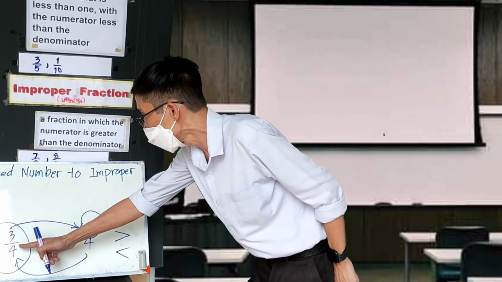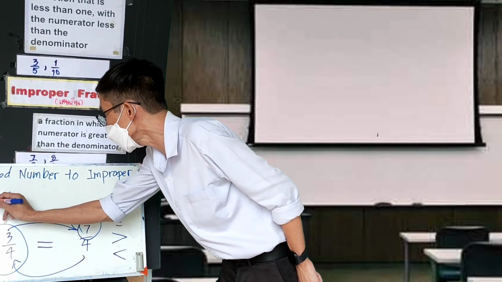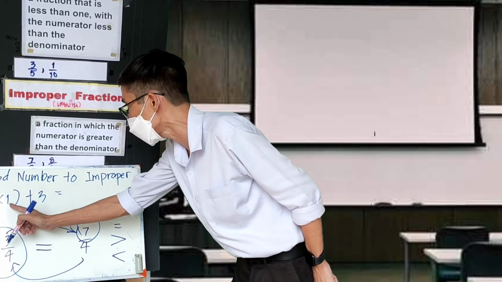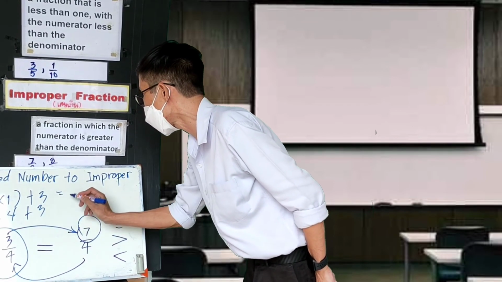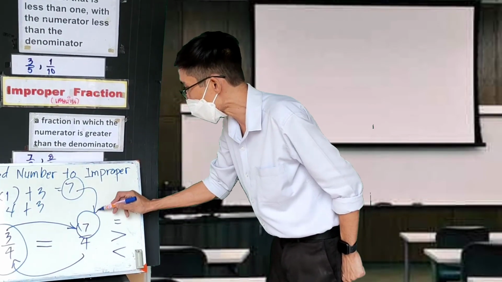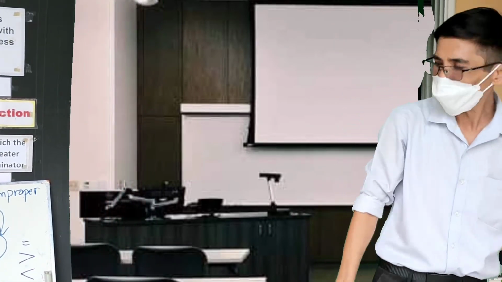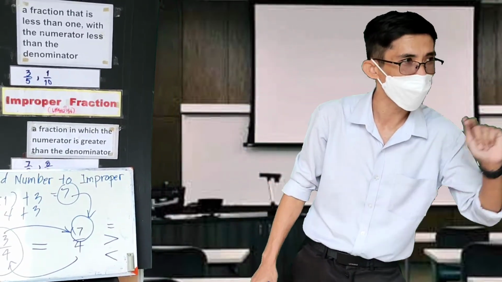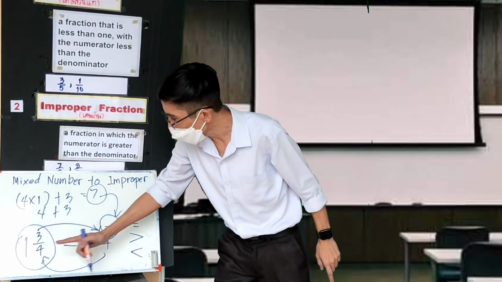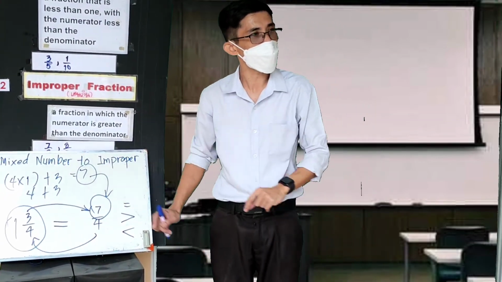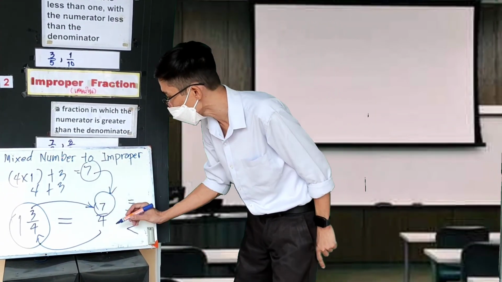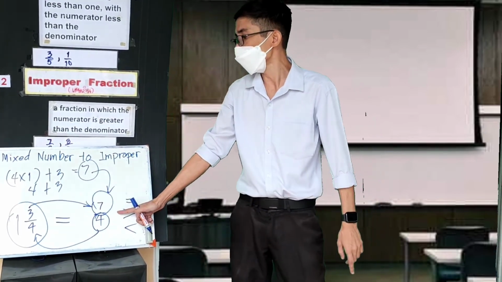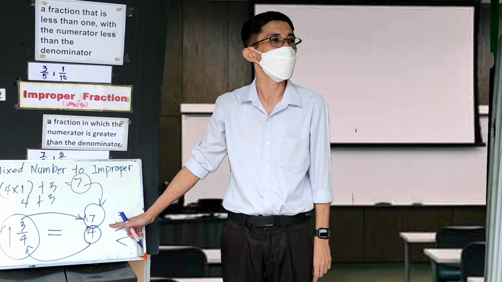Okay? So we will have 4 times 1. Then, we will add the numerator, which is 3. So 4 times 1 is 4, plus 3, we have 7. And that will be our numerator. And how about the denominator? Okay, anyone? Very good. So we need only to copy the denominator of the mixed number. Here, the denominator is 4, so we will just copy 4. So 1 and 3 over 4 is equal to 7 over 4.